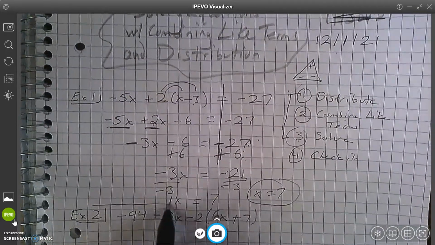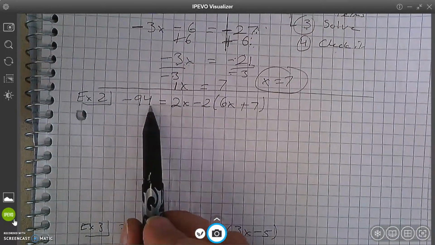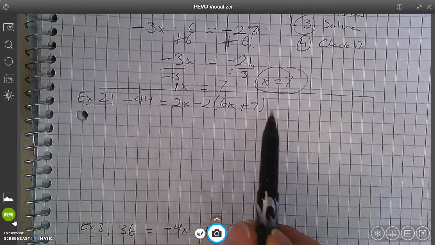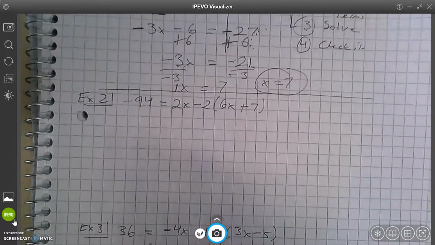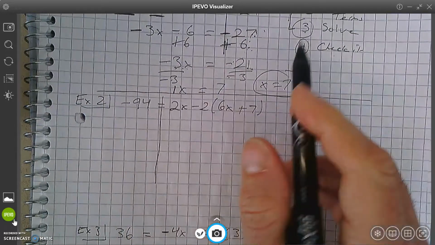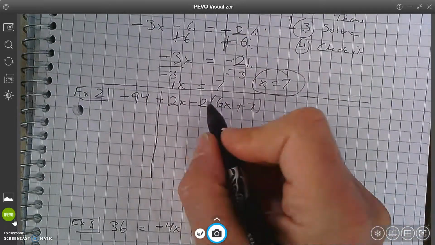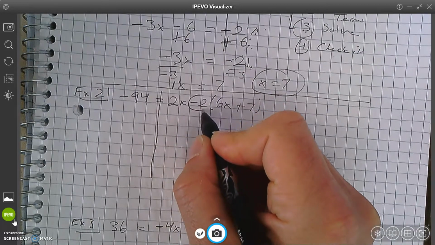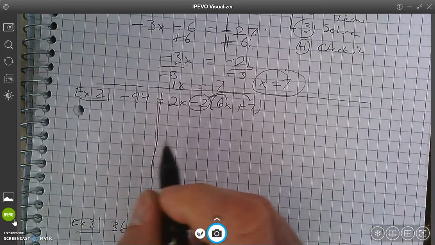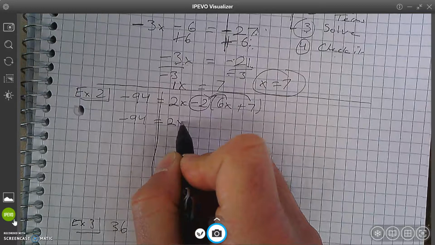Alright, let's try this one. Example 2, write that down. Negative 94 equals 2x minus 2 times the quantity 6x plus 7. Write it down. Step 1, what do? Distribute. So, I'm going to distribute first. I'm going to distribute the negative 2. I always circle that, so I make sure I don't forget the negative there. So, copy the rest down. We're not dealing with it.